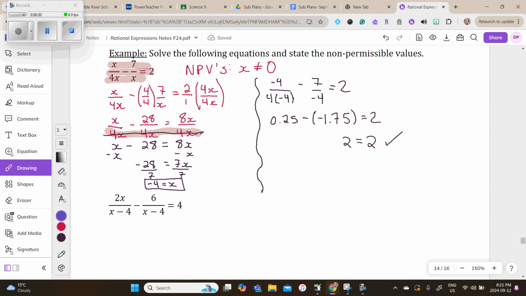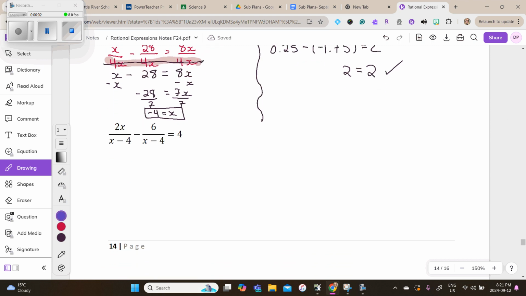Okay, next question says 2x over top of x minus 4 minus 6 over top of x minus 4 equals 4. So I can see that I don't need to factor, but I do need to state my non-permissible value. My non-permissible value is x cannot equal 4.